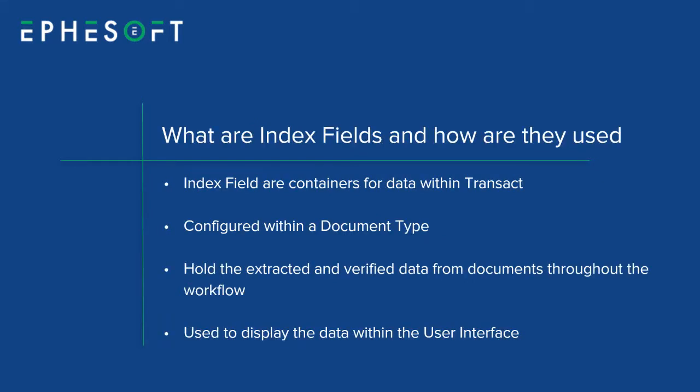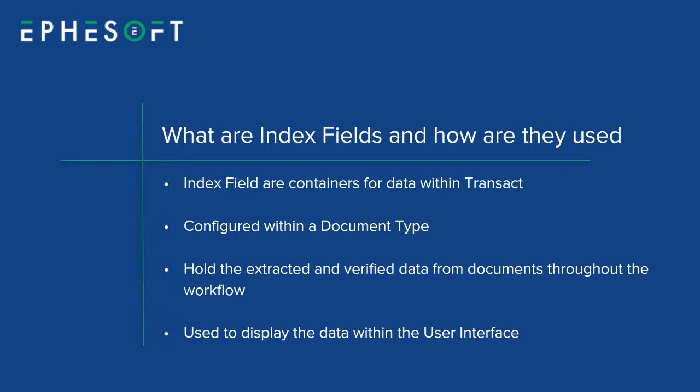What are index fields and how are they used? Index fields are containers for data within Transact. They are configured within a document type. You can have multiple index fields for each document type. These fields hold the extracted and verified data throughout the workflow. They are used to display the extracted information to the operators. The operators can edit the data in the index fields if required.